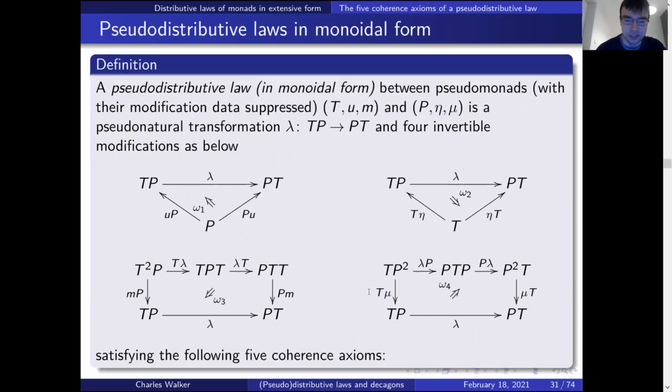Right, so what about pseudo-distributive laws? Now I'll tell you the 5 coherence axioms of a pseudo-distributive law, using the usual definition. A pseudo-distributive law, say in monoidal form, so in the usual form, is going to be a pseudo-natural transformation, Tp to Pt, and 4 invertible modifications, like this, satisfying the following 5 coherence axioms.